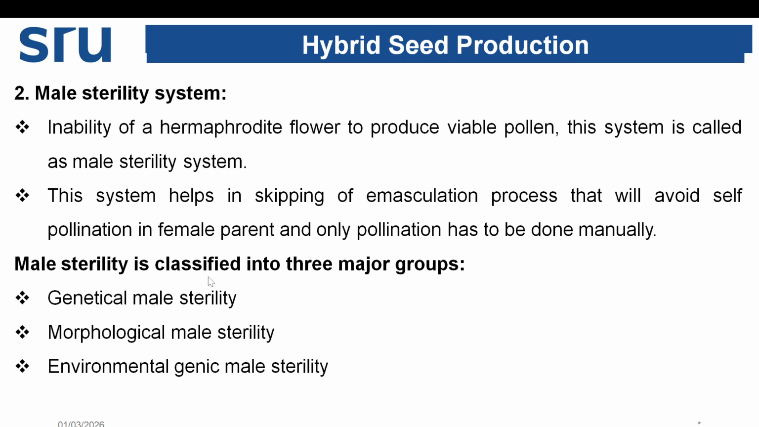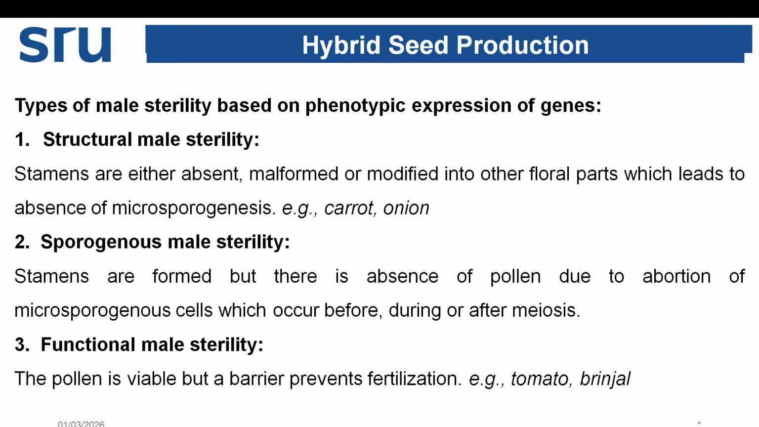Male sterility is classified into 3 major groups: genetic male sterility, morphologic male sterility, and environmental genic male sterility. Next, types of male sterility based on phenotypic expression of the gene. There are 3 types.